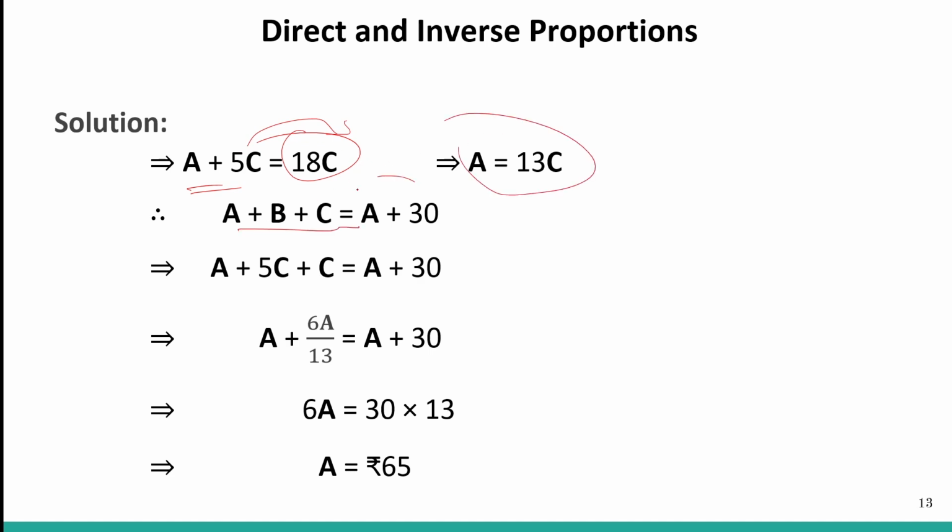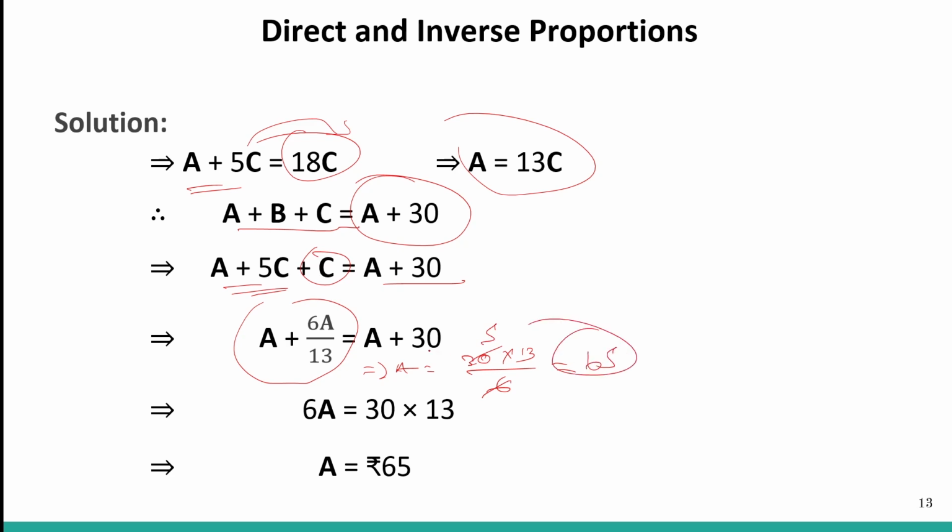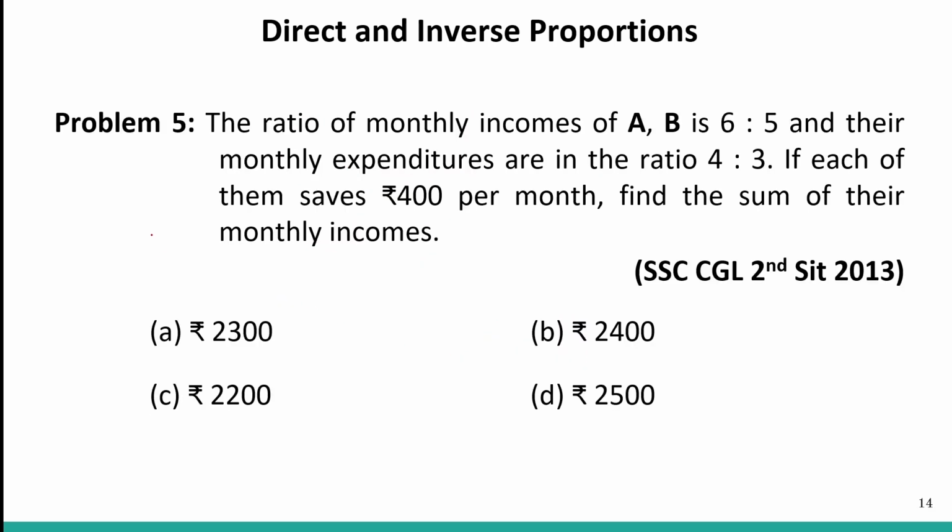So A plus B plus C is equal to A plus 30. So A plus 5C plus C is equal to A plus 30. This implies that A plus 6A by 13 is equal to A plus 30, so A is equal to 30 into 13 by 6. This is 5, so 65. Now 65 will be the correct answer. So let's see problem number 5.